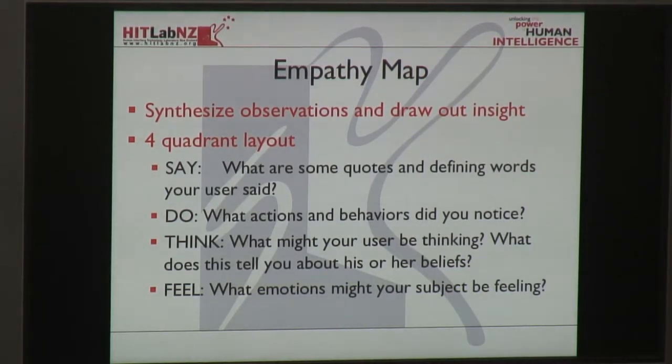And then, on the left side here, this is what you observe. And the right-hand side, this is what you try and understand. One of them is the thinking part. Here you try and write down what you think your user might be thinking, or what their beliefs are. And then on the bottom side here, you write down what you think the person might be feeling. The person with the PDA might be feeling frustrated because they can't get organised enough.